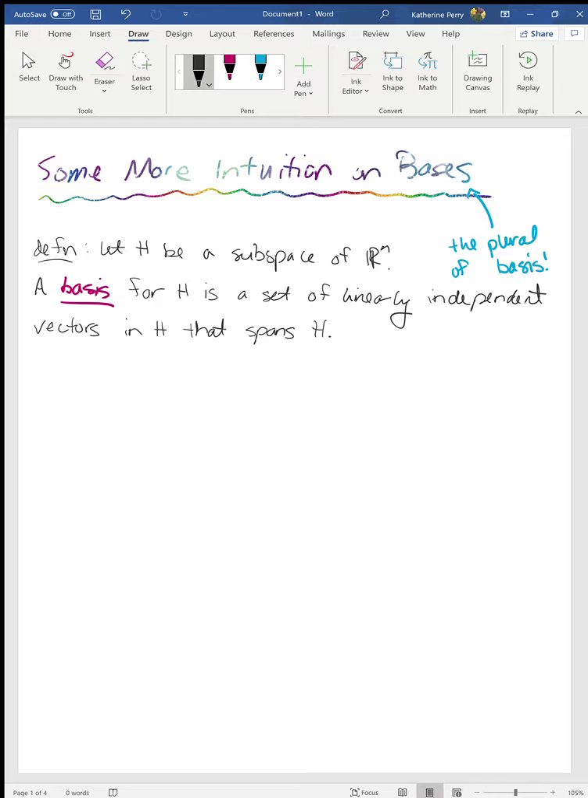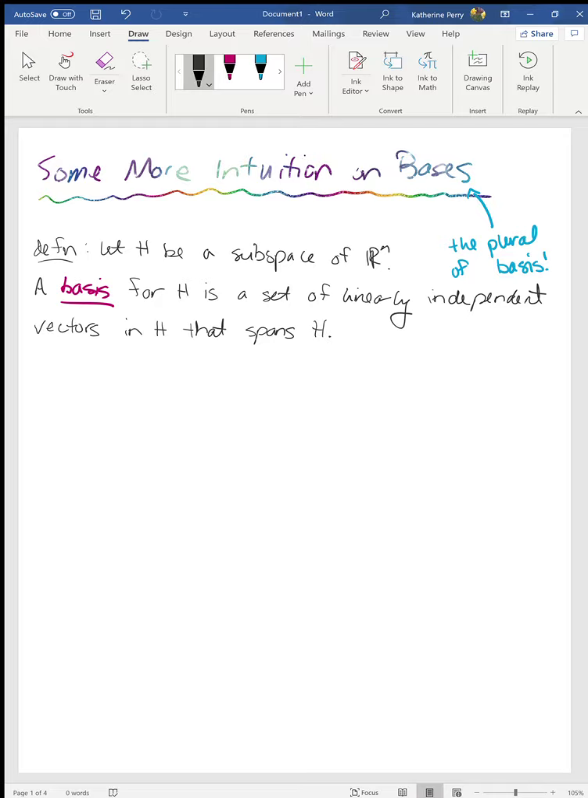All right, so I wanted to make this video that will give us a bit more intuition in terms of understanding what a basis for a subspace is. And so I'll recall this definition that we talked about last class and in the videos for last class, which said that if I have a subspace H, a subspace of Rn, then a basis for H is a set of linearly independent vectors in H that spans H.